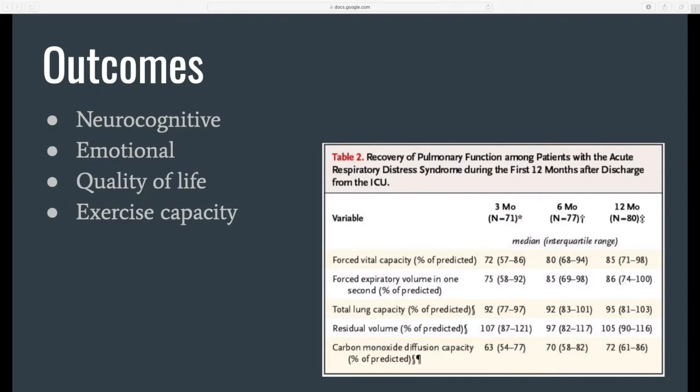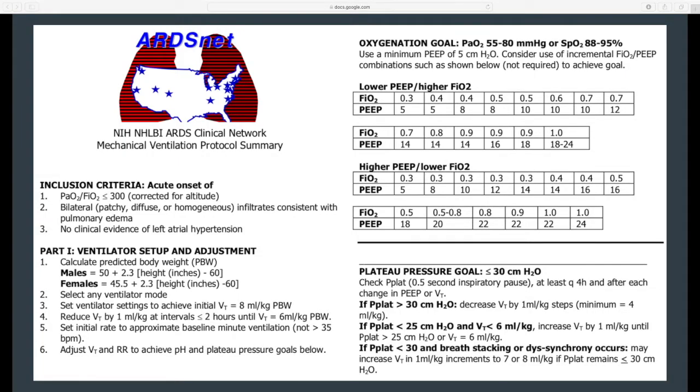In summary, there are not many proven interventions for ARDS besides treating the precipitating process, lung protective ventilation, and prone positioning. This is a cheat sheet for the ARDSNet trial. It's on WikiEM.